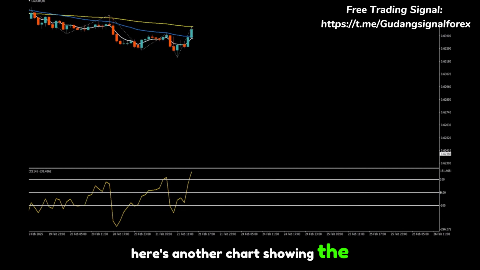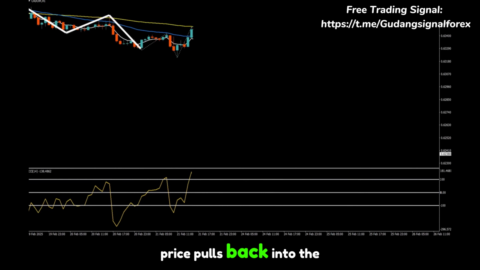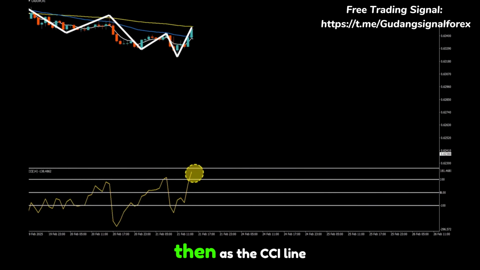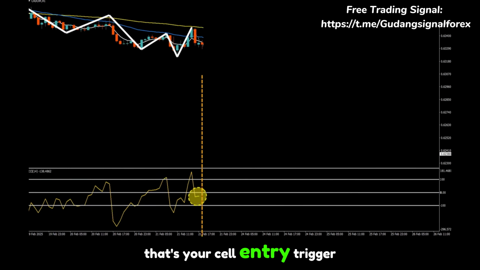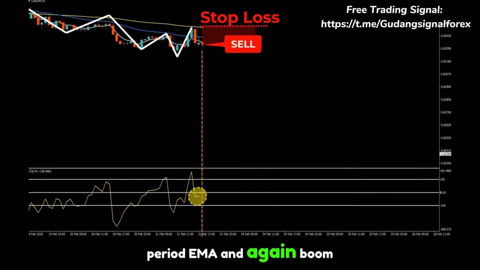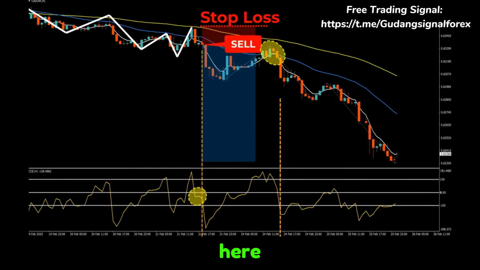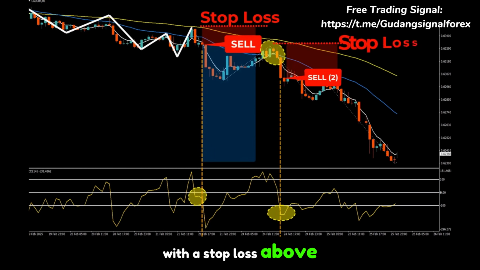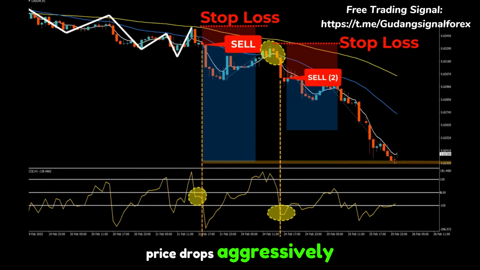Here's another chart showing the same bearish setup. The zigzag indicator confirms a strong downtrend, price pulls back into the EMA resistance zone, and the CCI spikes above 100. Then, as the CCI line reverses below 50 or -100, that's your sell entry trigger. Stop loss above the 100-period EMA, and again, boom, price crashes down. And right here, another perfect secondary sell entry, this time with a stop loss above the nearest swing high. And just like before, boom, price drops aggressively, delivering yet another winning trade.